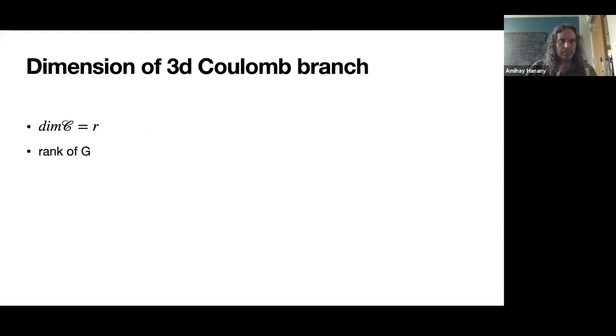Okay, let's proceed. The dimension of the Coulomb branch is just going to be the rank of the gauge group that we start with. So if we have a quiver, it's going to be the sum of gauge nodes. If each node is a unitary gauge group, then we'll just have to sum over the labels. And if there are no flavor nodes, we will also remember that there's an overall U1 which acts trivially on the matter fields, and so we'll have to subtract one from the rank. Any questions about this?